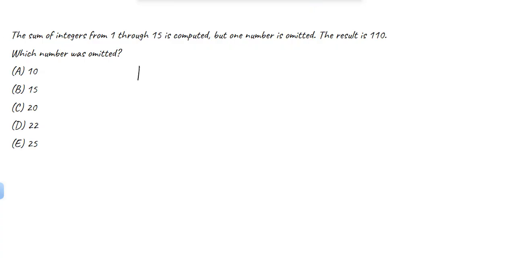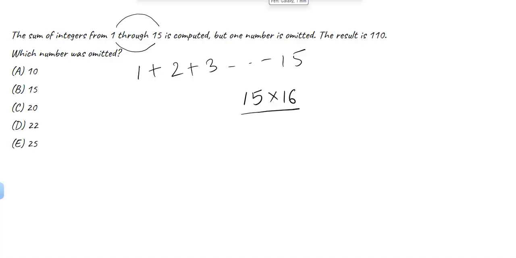Now here we don't add 1 plus 2 plus 3 up to 15. The process to find the sum from 1 to 15 is you just take the last number and multiply it by the number after that, 16. So 15 times 16 and then divide by 2. So that will be 15 times 8, which is 120. That is the sum from 1 up to 15.